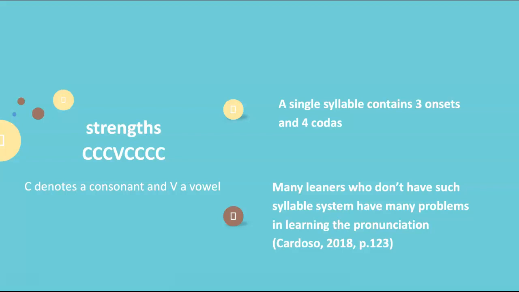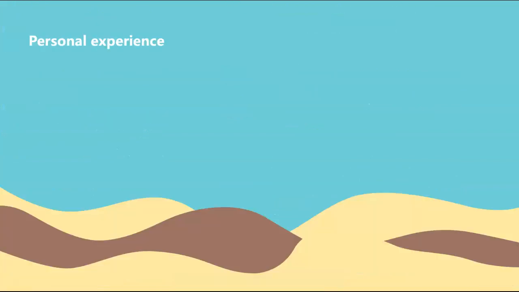Amazing, isn't it? In Routledge Handbook of Contemporary English Pronunciation, Cardoso indicates that many learners who don't have such a syllable system have many problems in learning the pronunciation. That is the truth. In my personal learning and teaching experience, I cannot agree more with this point of view.